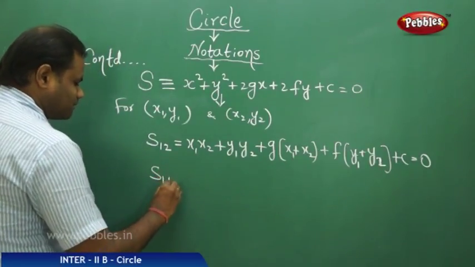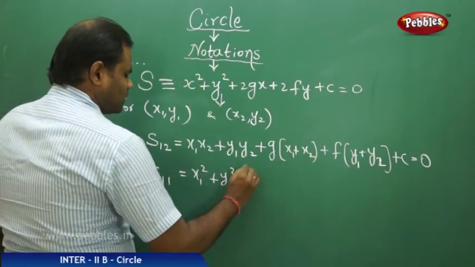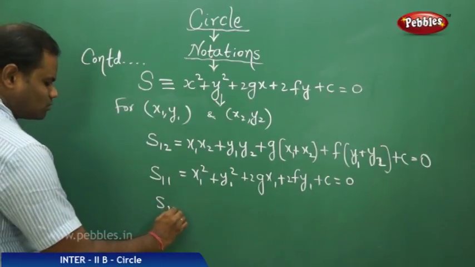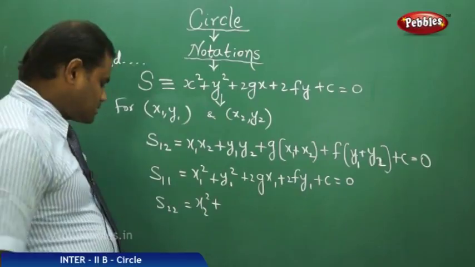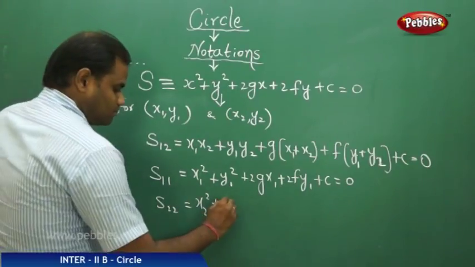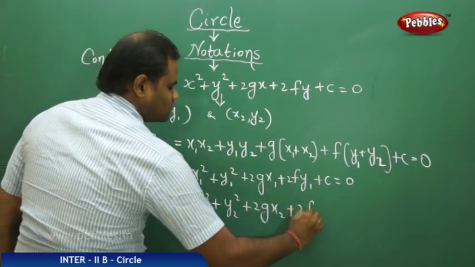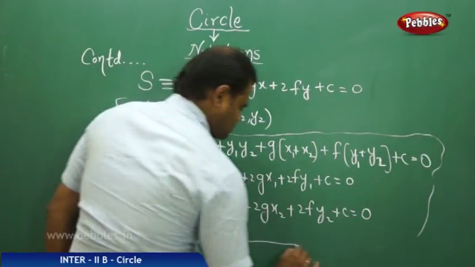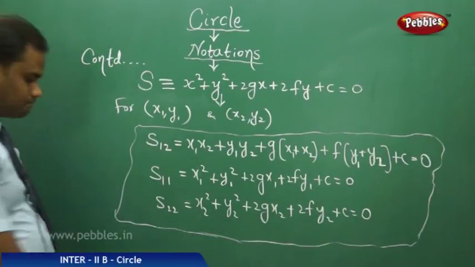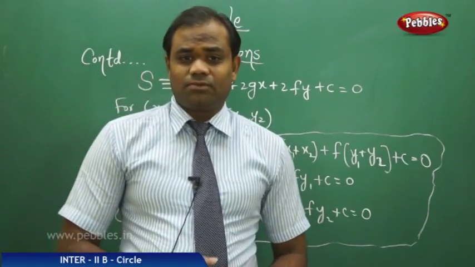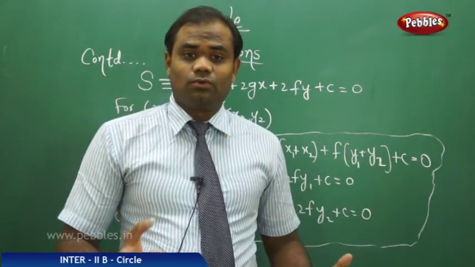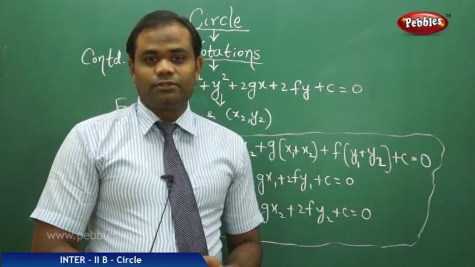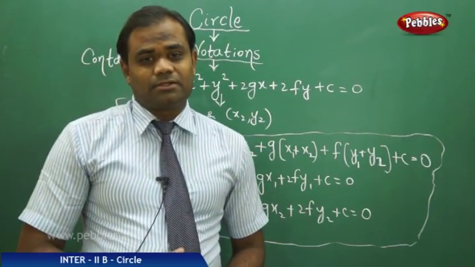Similarly, if I wanted to find S11, then this would be x1 squared plus y1 squared plus 2gx1 plus 2fy1 plus c equal to 0. And S22 is nothing but substituting x2 and y2 in place of x and y: x2 squared plus y2 squared plus 2gx2 plus 2fy2 plus c equal to 0. So this is how we have various notations for S1, S2, Si, S11, S12, S22, etc. These are the various types of notations which we need to understand, because when we come across many topics in the future, we need to utilize these formulae in application of various concepts.